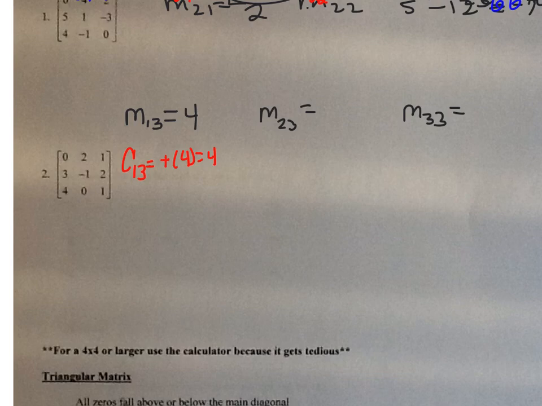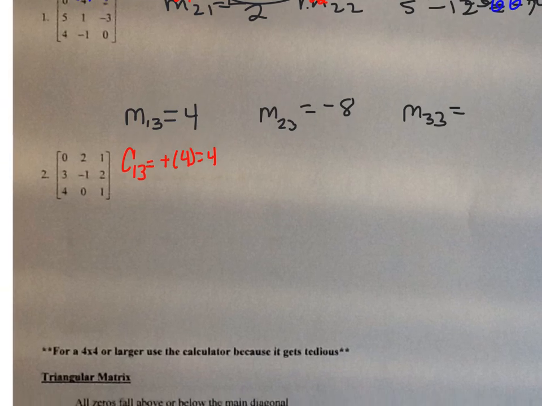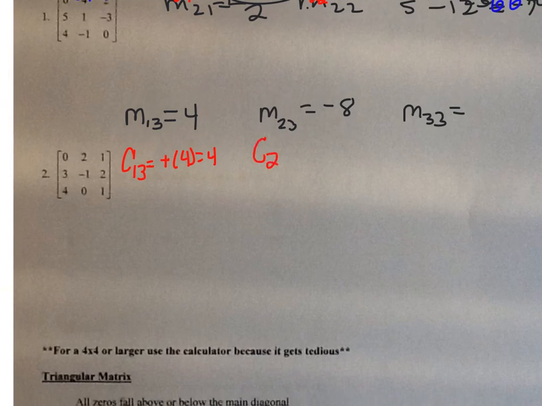All right, now my minor 2, 3. It's row 2, column 3, cross them out. Okay, so I have 0 times 0 is 0, and 4 times 2 is 8. So it's 0 minus 8, which is negative 8. Now my cofactor 2, 3: 2 plus 3 is 5, so negative 1 to the 5th power is negative 1, times negative 8, which is positive 8.